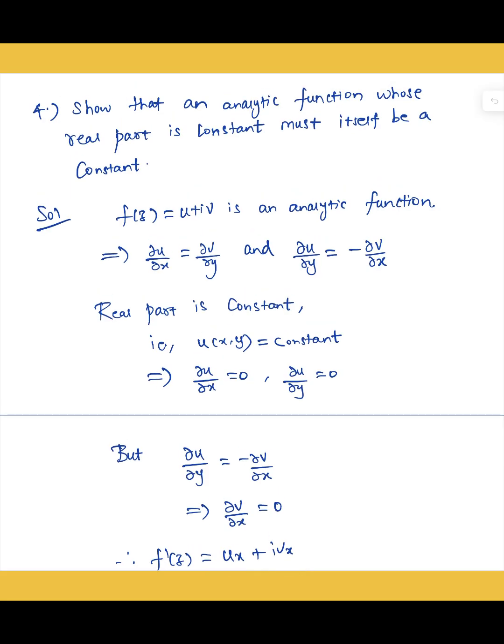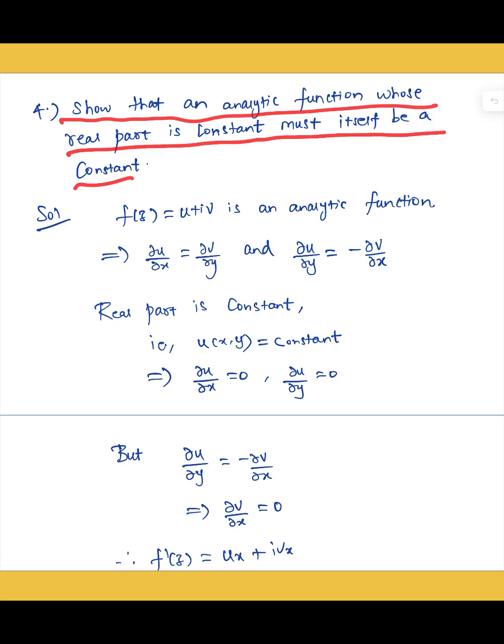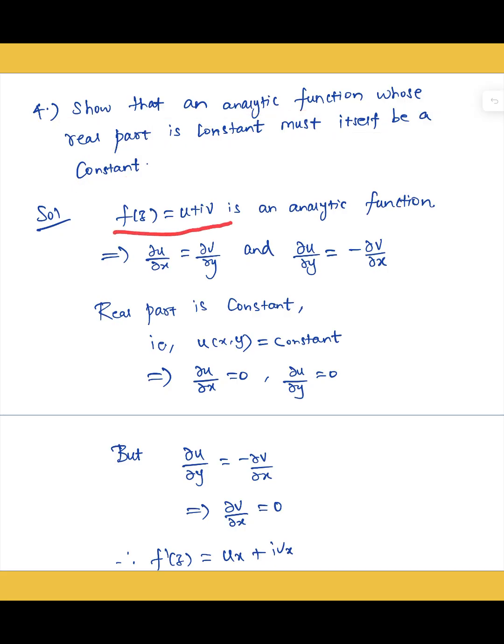Hi all, good morning. In today's lecture, we'll show that an analytic function whose real part is constant must itself be a constant. So let us take the analytic function f(z) = u + iv. Since f(z) is analytic, it satisfies the CR equations: ∂u/∂x = ∂v/∂y, and ∂u/∂y = -∂v/∂x. And they're telling us that u is constant, that is u(x, y) is constant. If u is constant, then we need to prove that f(z) is constant. So that is the proof.